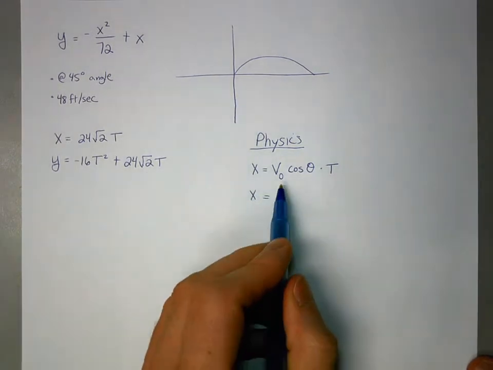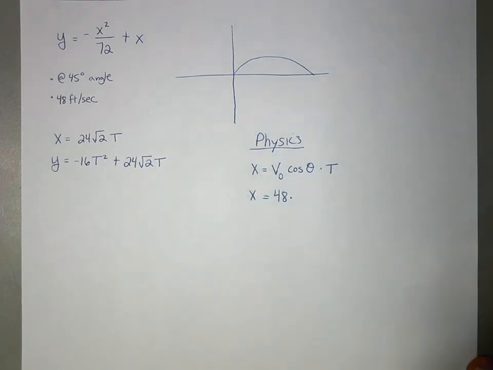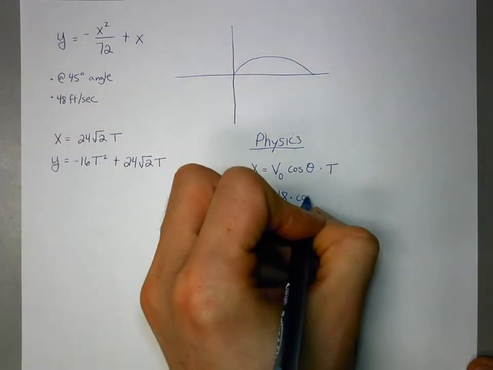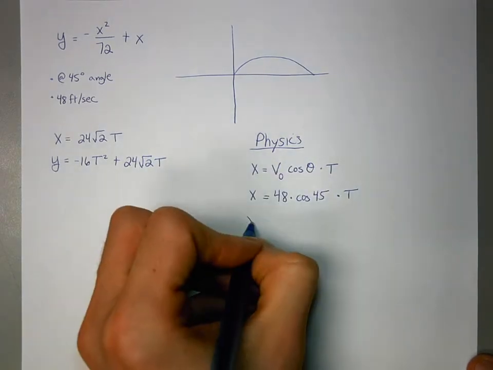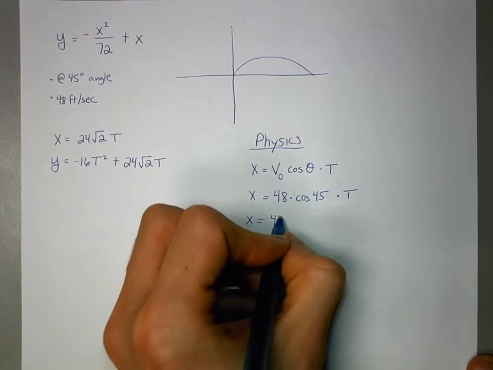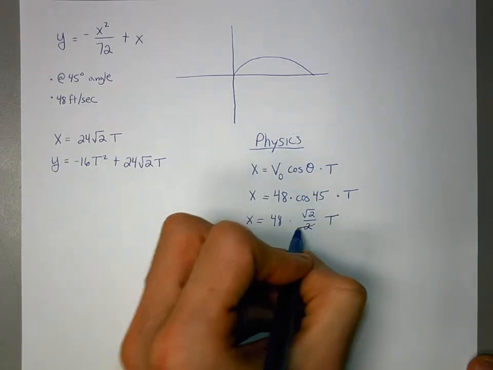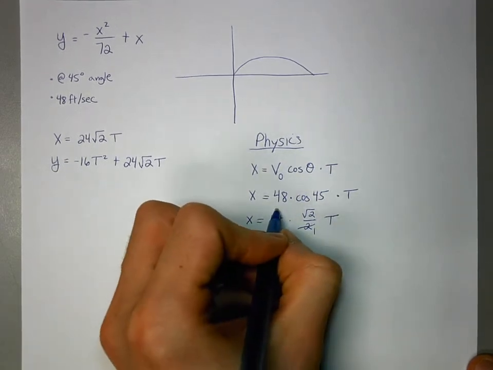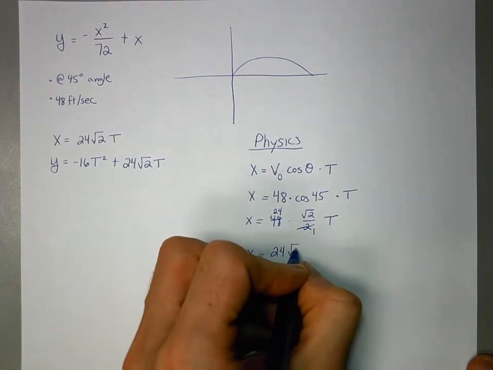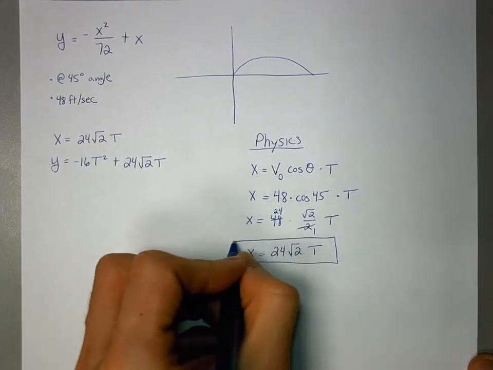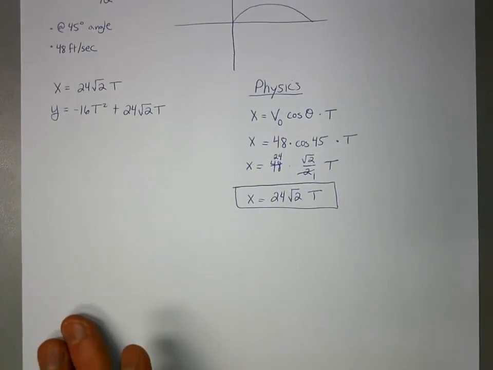So if I plug in my initial velocity, which is 48, and the cosine of theta, we're at a 45-degree angle, so the cosine of 45, and then times t. Well, we know the cosine of 45 is square root of 2 over 2. And here I can cancel the two pieces right there to get x equals 24 square root of 2 t. So that's where we get the x component.